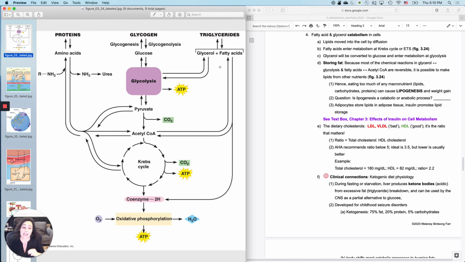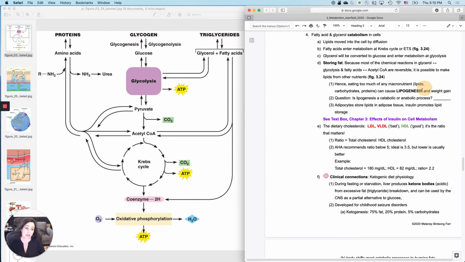Eating too much of any macronutrient can cause what we call lipogenesis. Lipogenesis is the weight gain. And think about this, is lipogenesis a catabolic or anabolic process? If I take things and make them into triglycerides and then store those triglycerides in big blobs, is that a catabolic or anabolic process? That's going to be an anabolic process. Okay, and that is, of course, how your adipocytes are going to store your lipids in your adipose tissue.